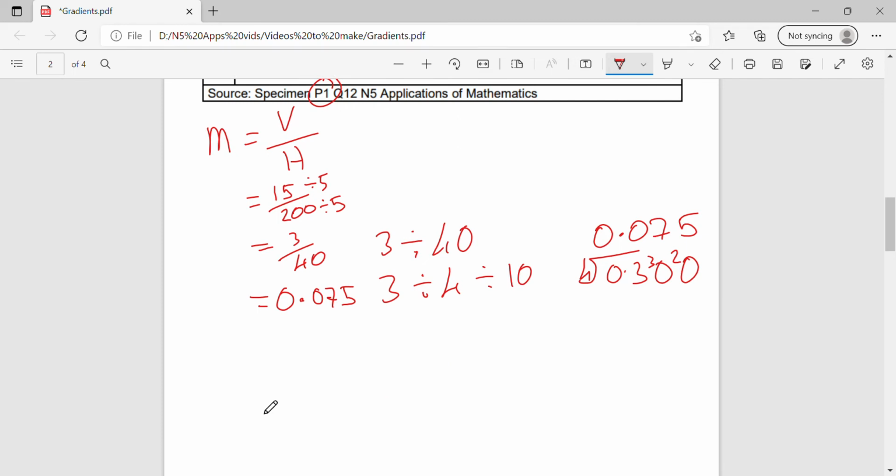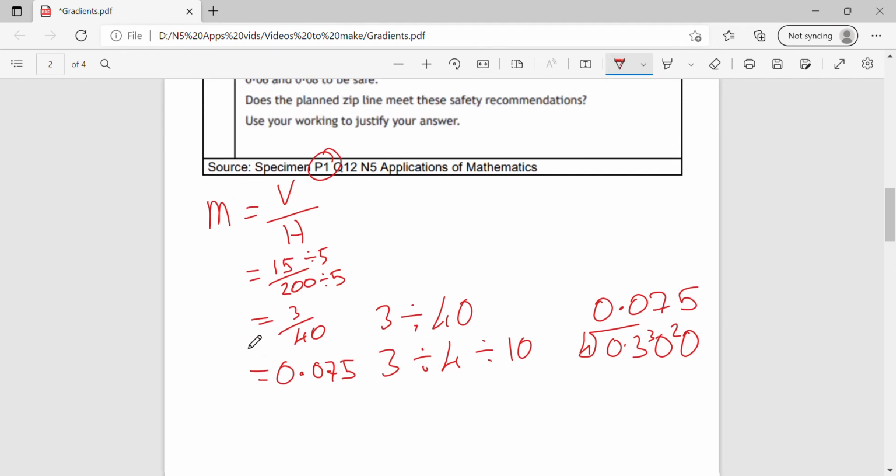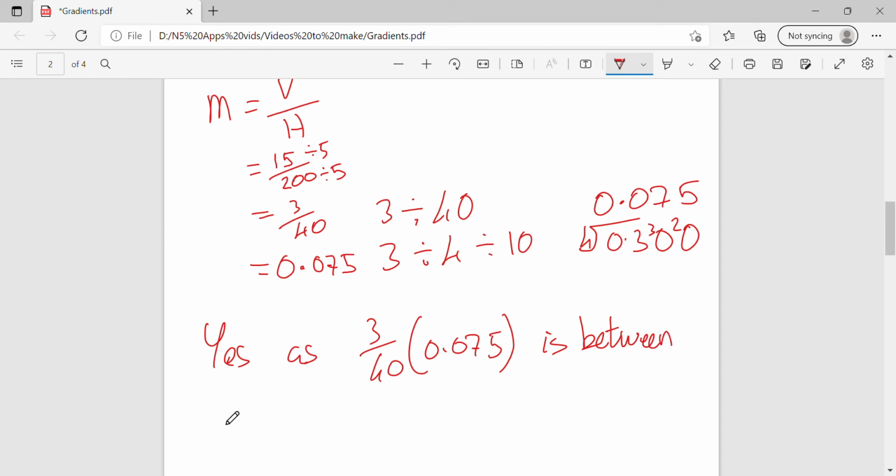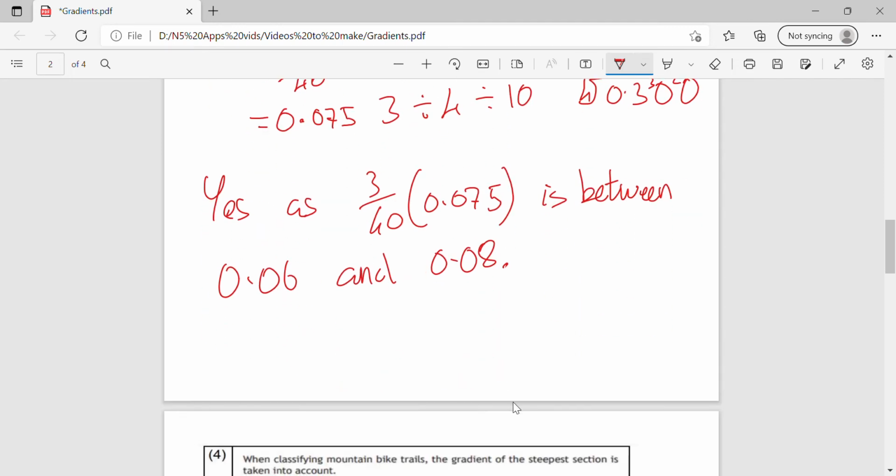So we can write the statement again. Does it meet the safety recommendations? Yes, as 3 over 40, which was 0.075, is between 0.06 and 0.08. And that's all we need to do, just making sure that in our statement, we actually make comparisons between the numerical values.